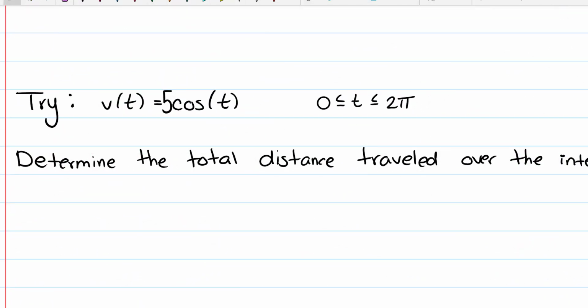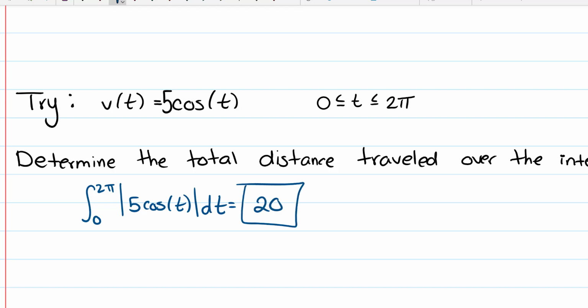So now what I want you to do on your own is determine the total distance traveled over the interval from 0 to 2 pi with the velocity function 5 cosine of t. So here we go. We take the integral from 0 to 2 pi of the absolute value of 5 cosine of t dt. Put that in a calculator, and you're going to end up getting 20. Again, notice the starting position does not matter when we determine total distance instead of final position.